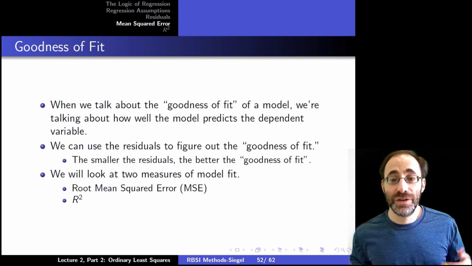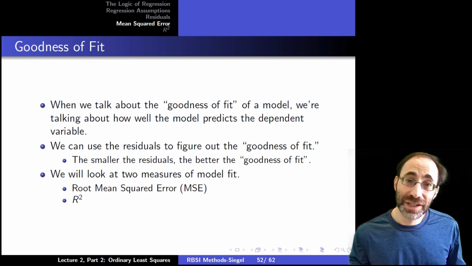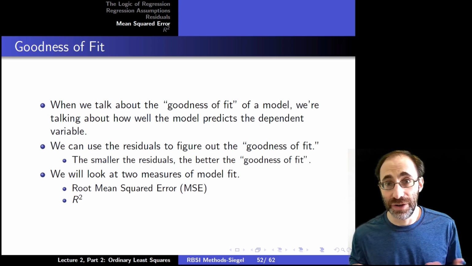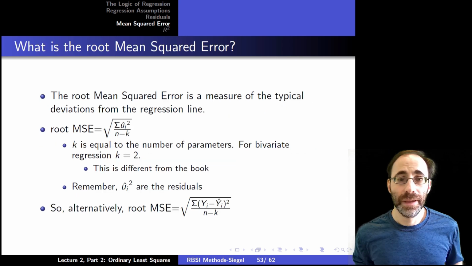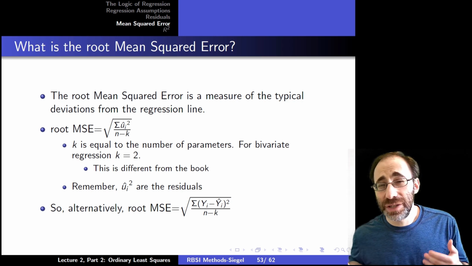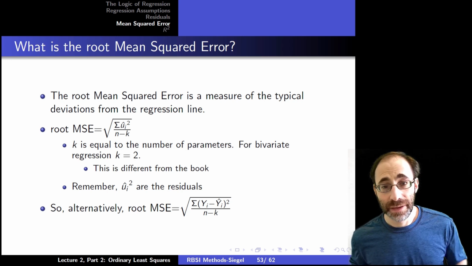We don't usually have that, so instead we need measures of how well our model fits the data. We're going to consider 2. The first is called root mean squared error, or RMSE, and the second is capital R squared, or just R squared. First, root mean squared error. What is that? The root mean squared error is a measure of the typical deviations from the regression line.